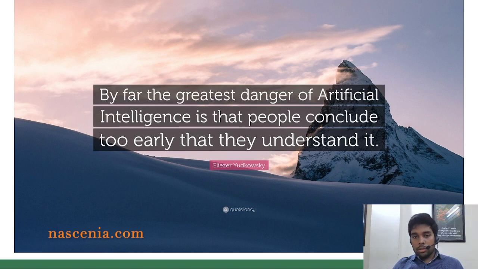And there's a lot of ground to cover for LLaMa 2 development, because it is still under development, so we do not understand it fully. And that brings me to this quote by Eliezer Yudkowsky: by far the greatest danger of artificial intelligence is that people conclude too early that they understand it. So whatever we use LLaMa 2 or other large language models for, it is our responsibility to understand what goes into large language models and how to use them for a specific use case.